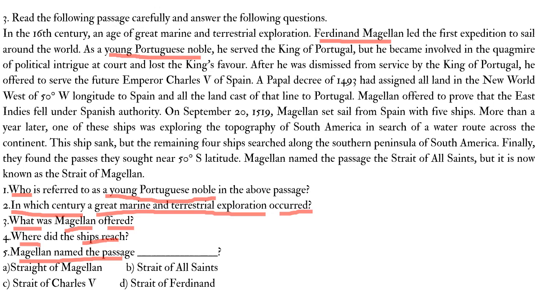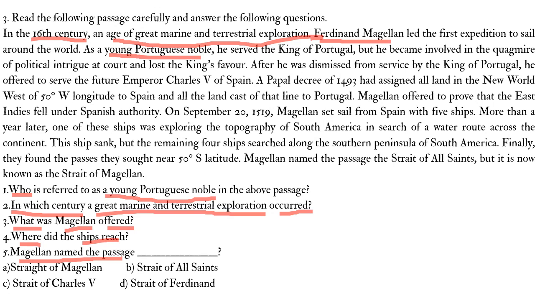Next, the second question. In which century? Yeah, you have to identify the word like century or marine and terrestrial exploration. Where are they? Yeah, here it is. 16th century, an age of great marine and terrestrial exploration, clearly mentioned, right? So in which century did a great marine and terrestrial exploration occur? In the 16th century, an age of great marine and terrestrial exploration occurred. That is clearly mentioned. So the 16th century is the correct answer.